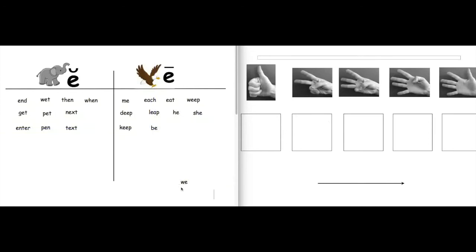Can you read it? We. I think you read it first. We. Ready? W, E. We. 2 sounds. That second sound is E. W, E. Long E like eagle. Awesome. Ready? I'm going to read them all one more time. End. Wet. Then. When.